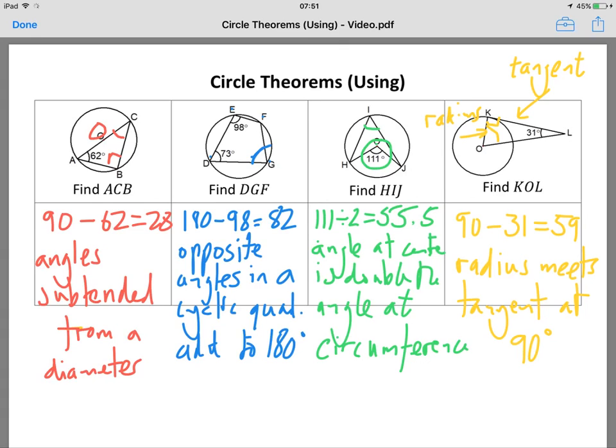There's some pretty straightforward circle theorems questions. You've got to learn the circle theorems. There's no two ways about it, I'm afraid. You've just got to learn to recognise them and basically work them out using them.